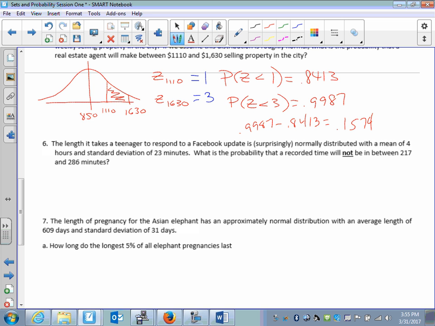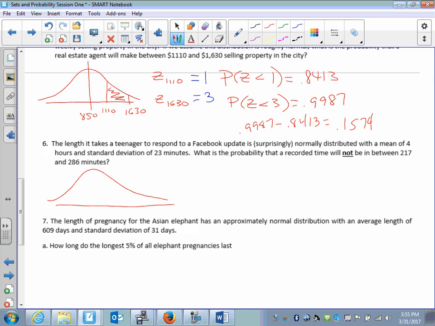Number 6. The length it takes a teenager to respond to a Facebook update is surprisingly normally distributed, with a mean of 4 hours and a standard deviation of 23 minutes. What is the probability that a recorded time will not be in between 217 and 286 minutes? So let's take a look at this standard normal curve.